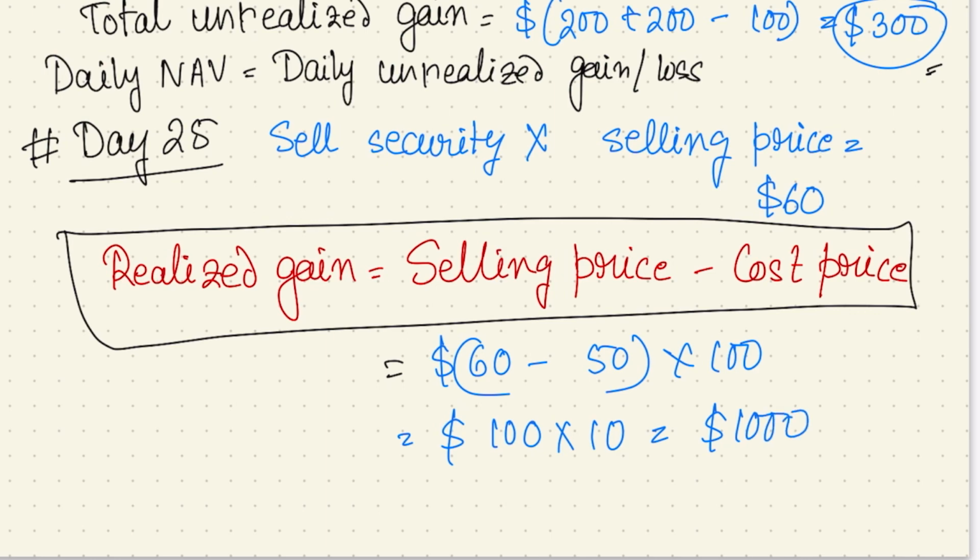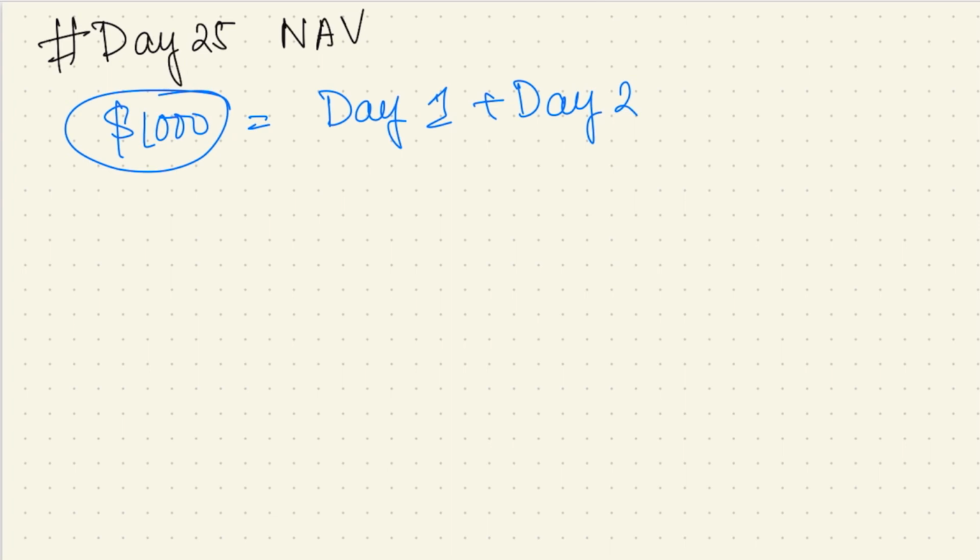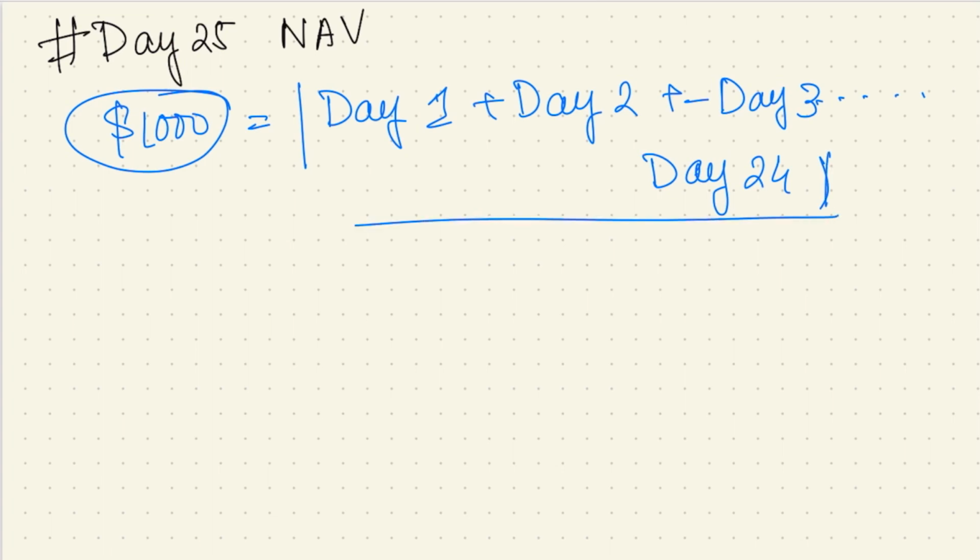Now, on day 25, when I am taking the NAV impact, let's say on day 25's NAV, am I going to take the total $1,000 impact for the fund? No, because this $1,000 comprises day 1 plus day 2 plus day 3 and so on till day 24. I have taken the total impact till day 24. Unrealized impact I have already taken into the fund.